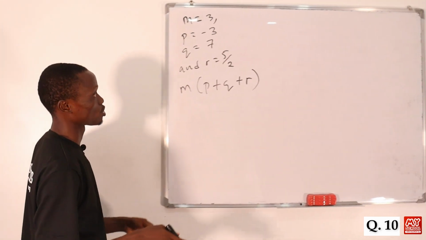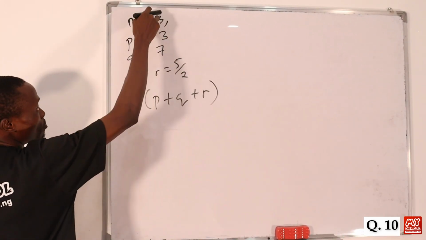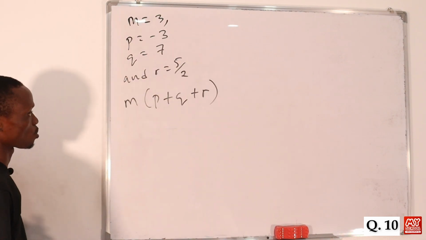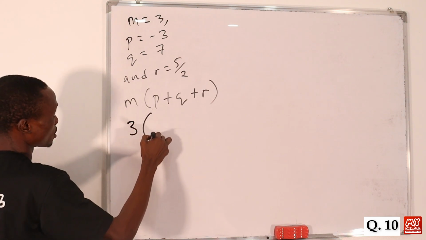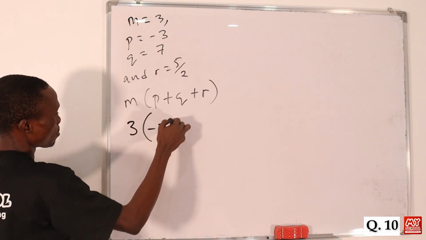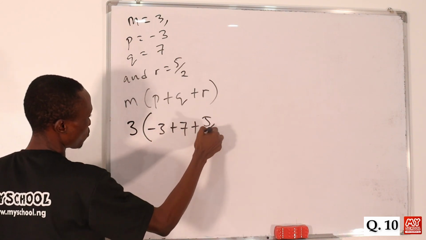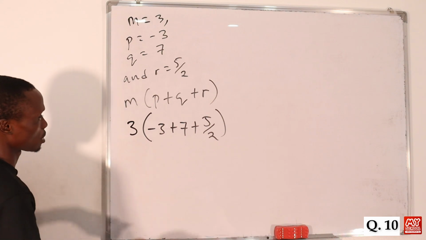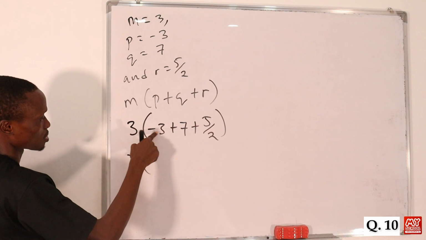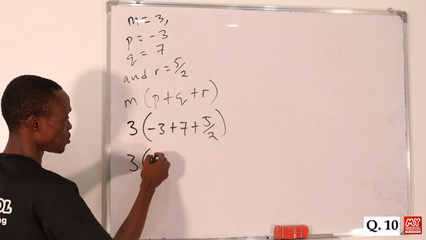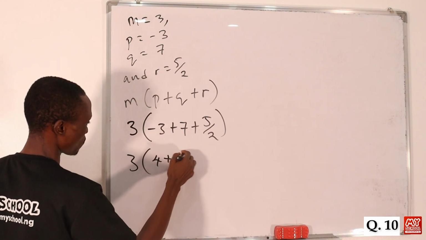So this is a simple question on substitution, meaning anywhere you see m, p, q, and r, replace them with these values that are given to us. So our m is 3, so here will be 3, then bracket, our p is minus 3, then plus, our q is 7, then plus r, which is 5 over 2, all in bracket. Okay, so let's deal with what we have inside the bracket first. So minus 3 plus 7 definitely is going to give us 4. Okay, so let's add the fraction part to it, that is plus 5 over 2.